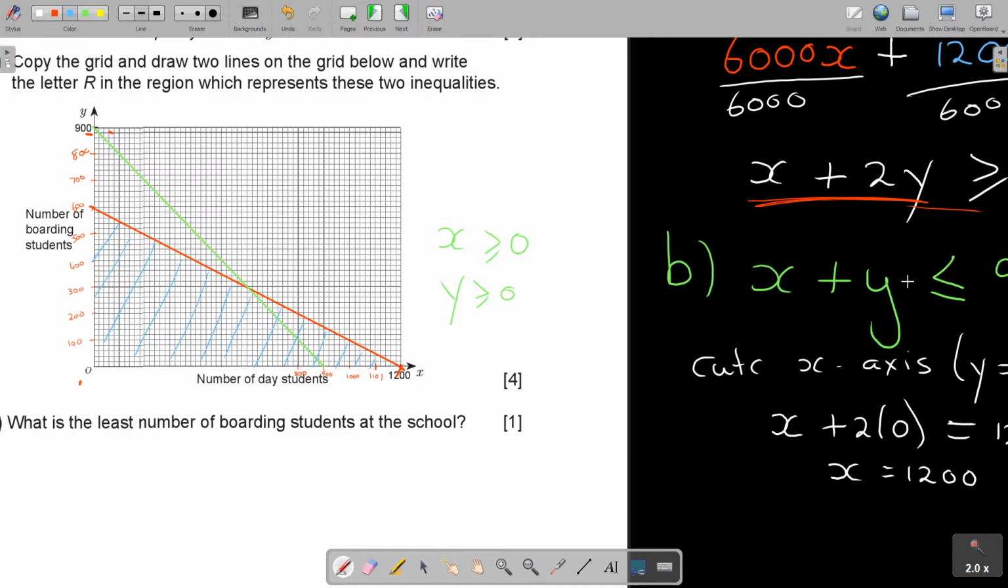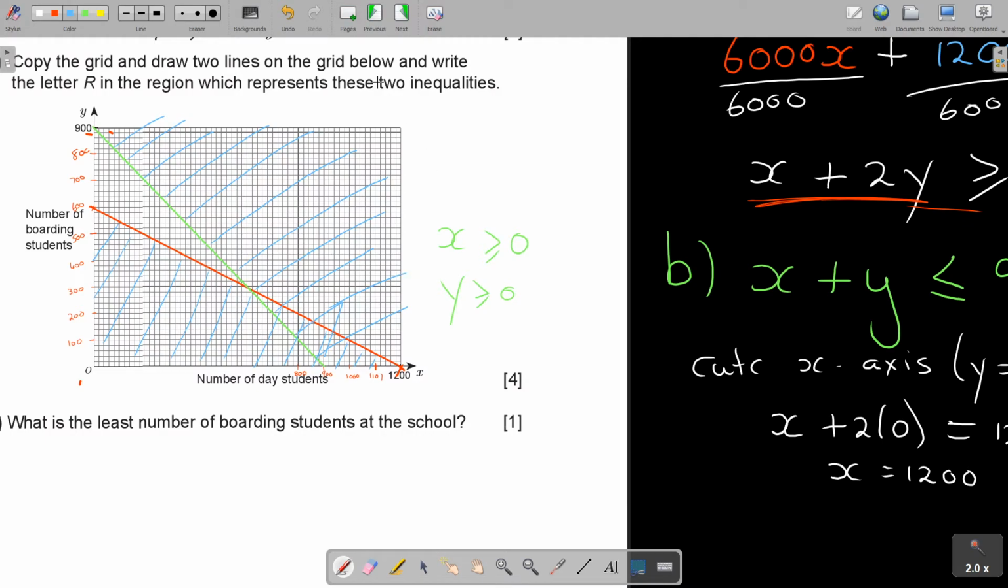And then this one is smaller. So look at my green. Down is smaller, up is bigger. And I want the smaller, so I will shade my bigger. Okay.